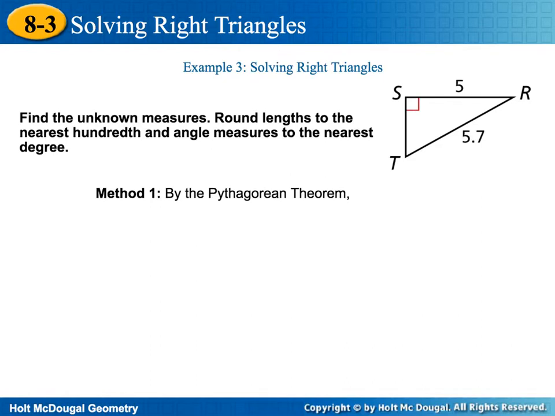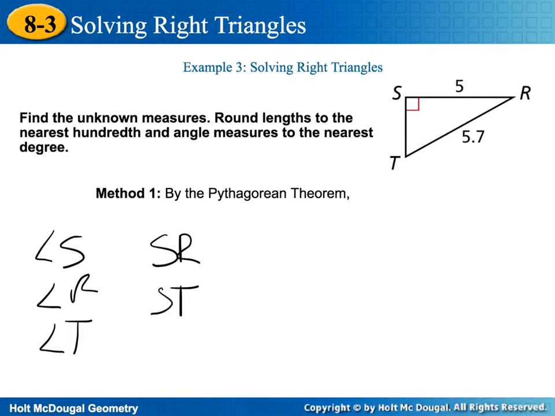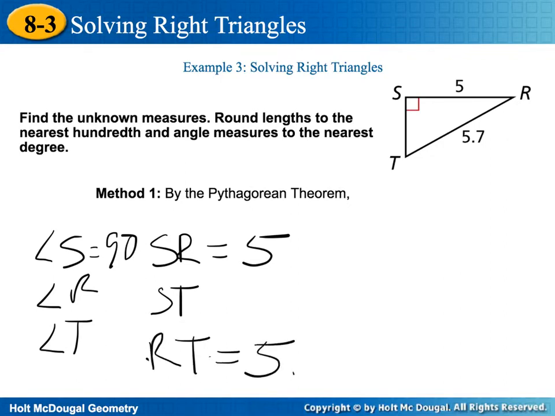So we've got 6 things going on. We've got angle S, angle R, angle T, side SR, side ST, and side RT. Let's put answers next to ones that we know. We know angle S is 90. We know SR is 5. And we know RT is 5.7. So we need to find angle R, angle T, and side ST.